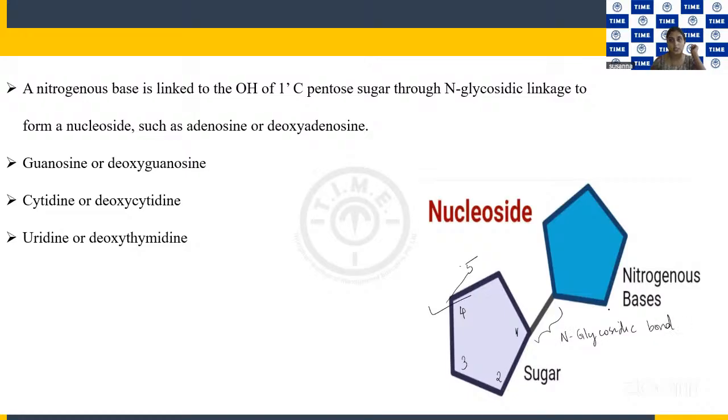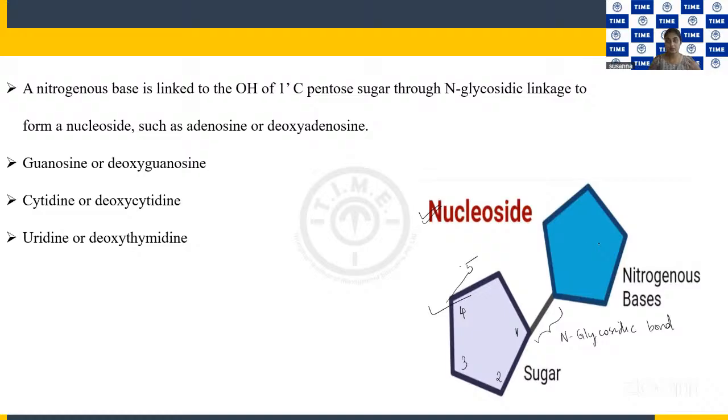It is very important. They usually ask this for exams. This whole structure, that is sugar with nitrogenous base, we call a nucleoside. If the nitrogenous base adenine is attached to the pentose sugar, we call it adenosine.